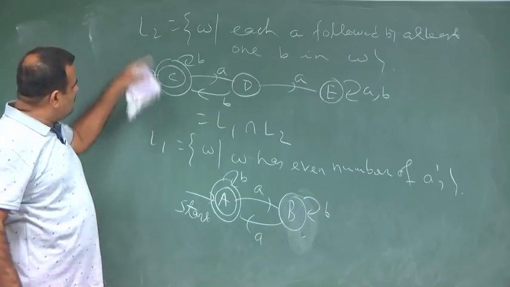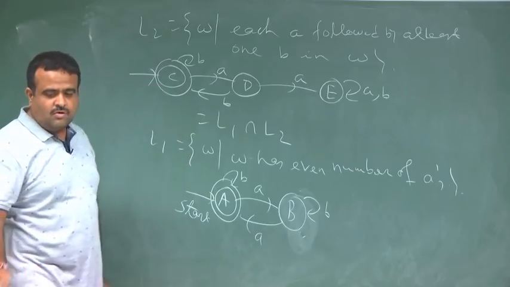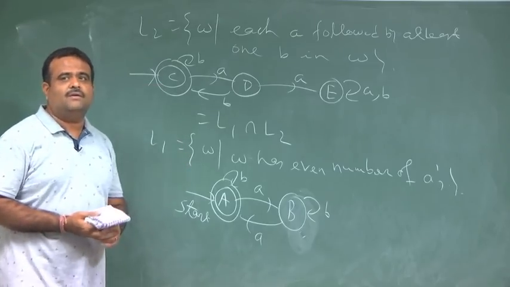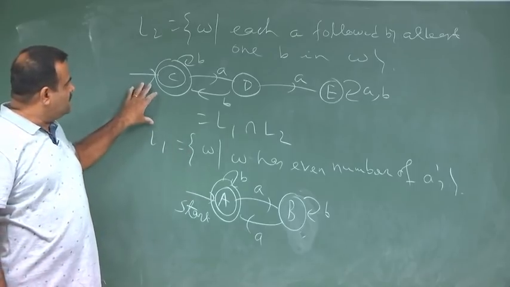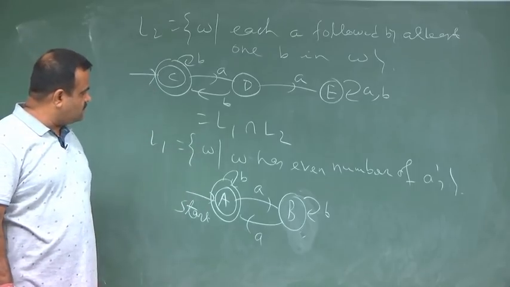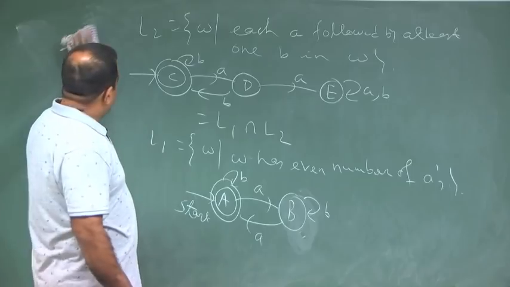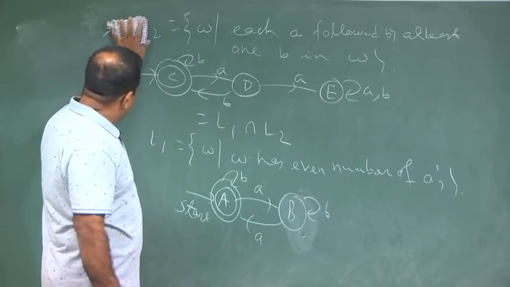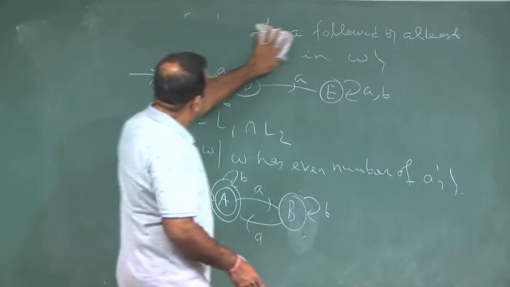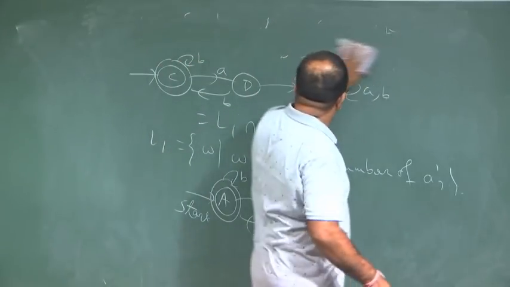Now, we need to find a DFA which is accepting the intersection of these. So, we have to construct that. Okay, so let us just write this. This is our M1, we will write M1 at the top.